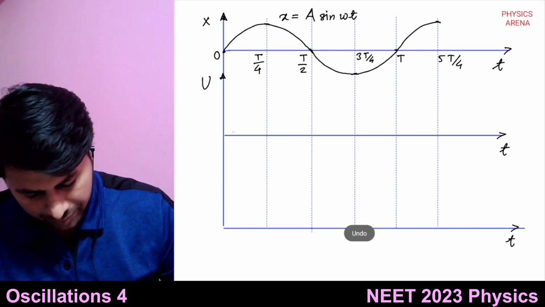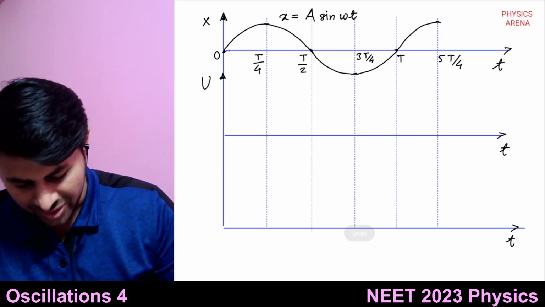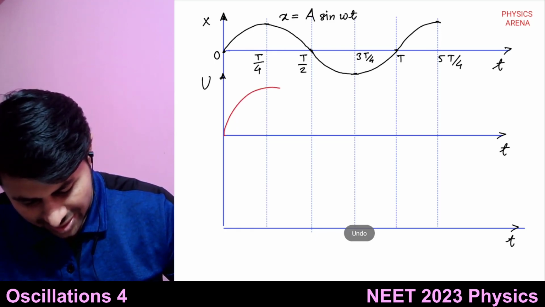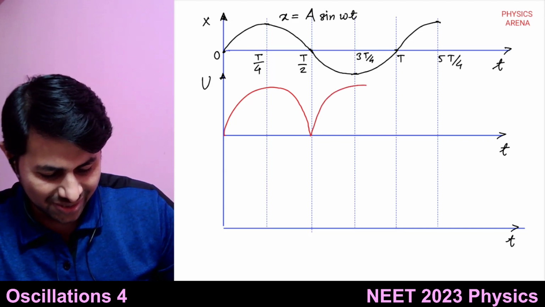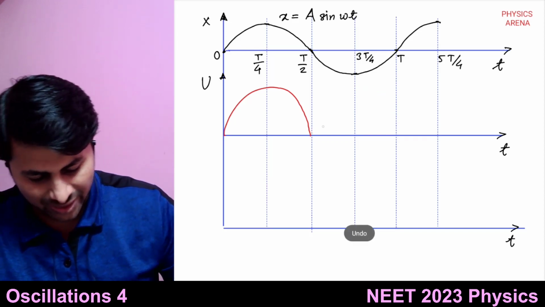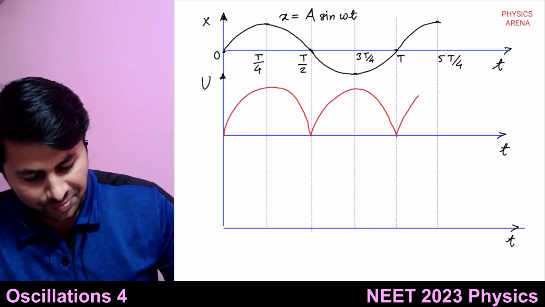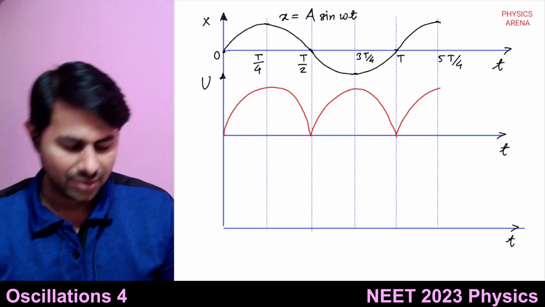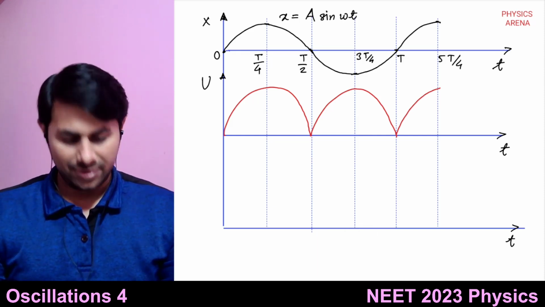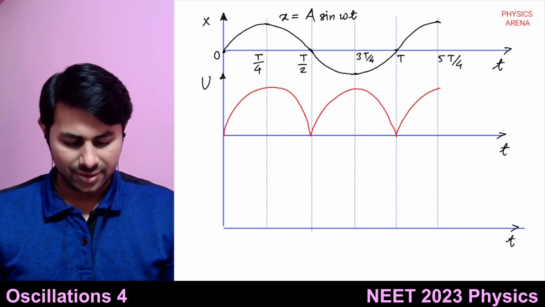I'm sorry. Now you need very delicate hands to draw this. It will look like this. You can imagine this, right? Okay, so is it clear? Is this graph clear?